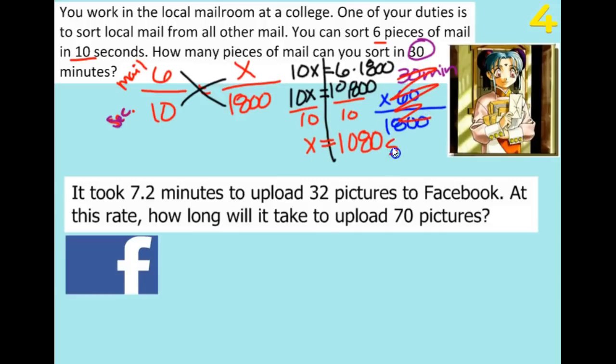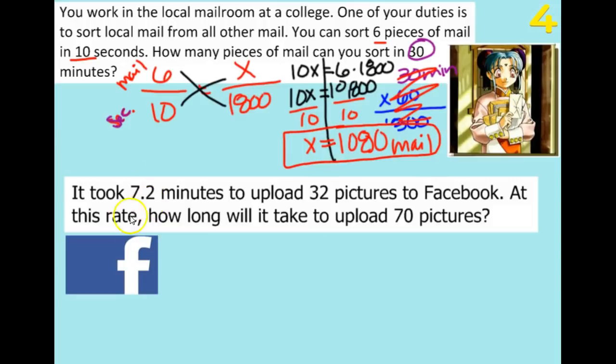So this is the number of pieces of mail. Oopsies. The number of pieces of mail I can sort in 30 minutes, which is quite a lot. That's a lot of mail.